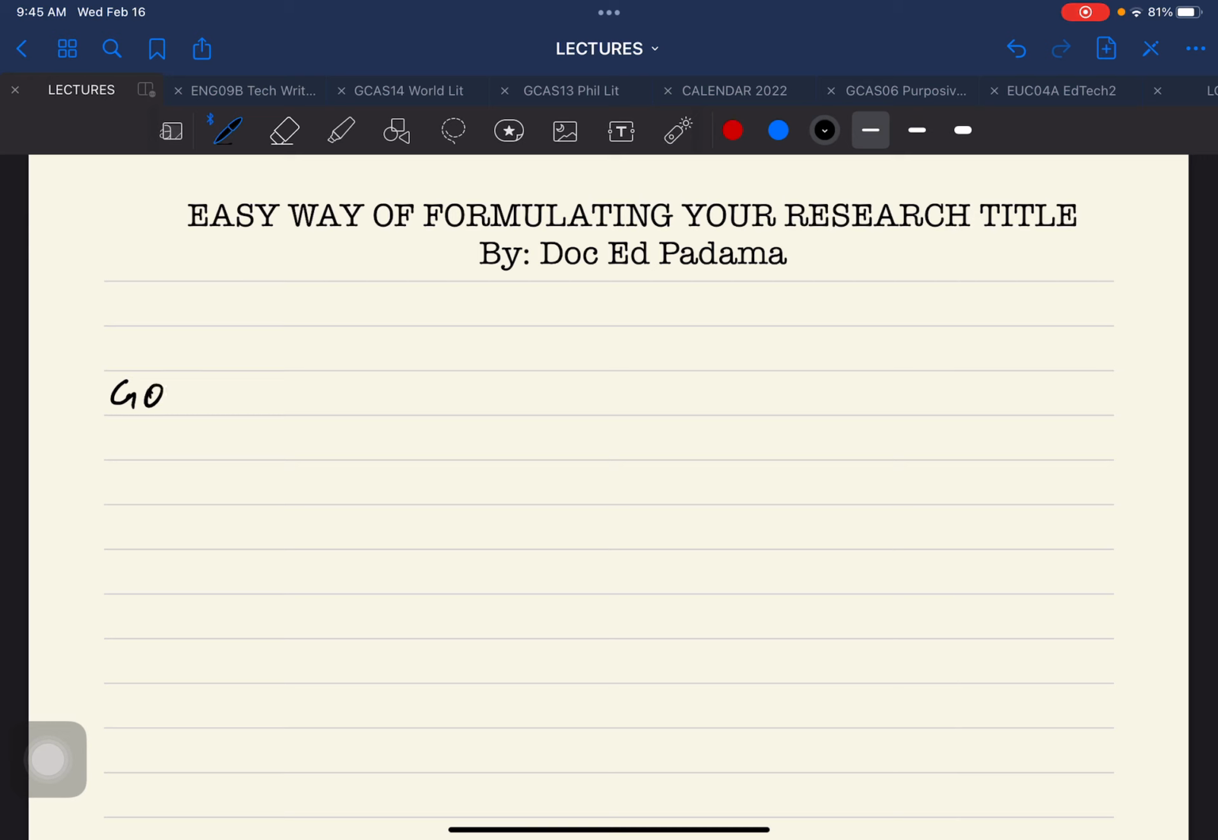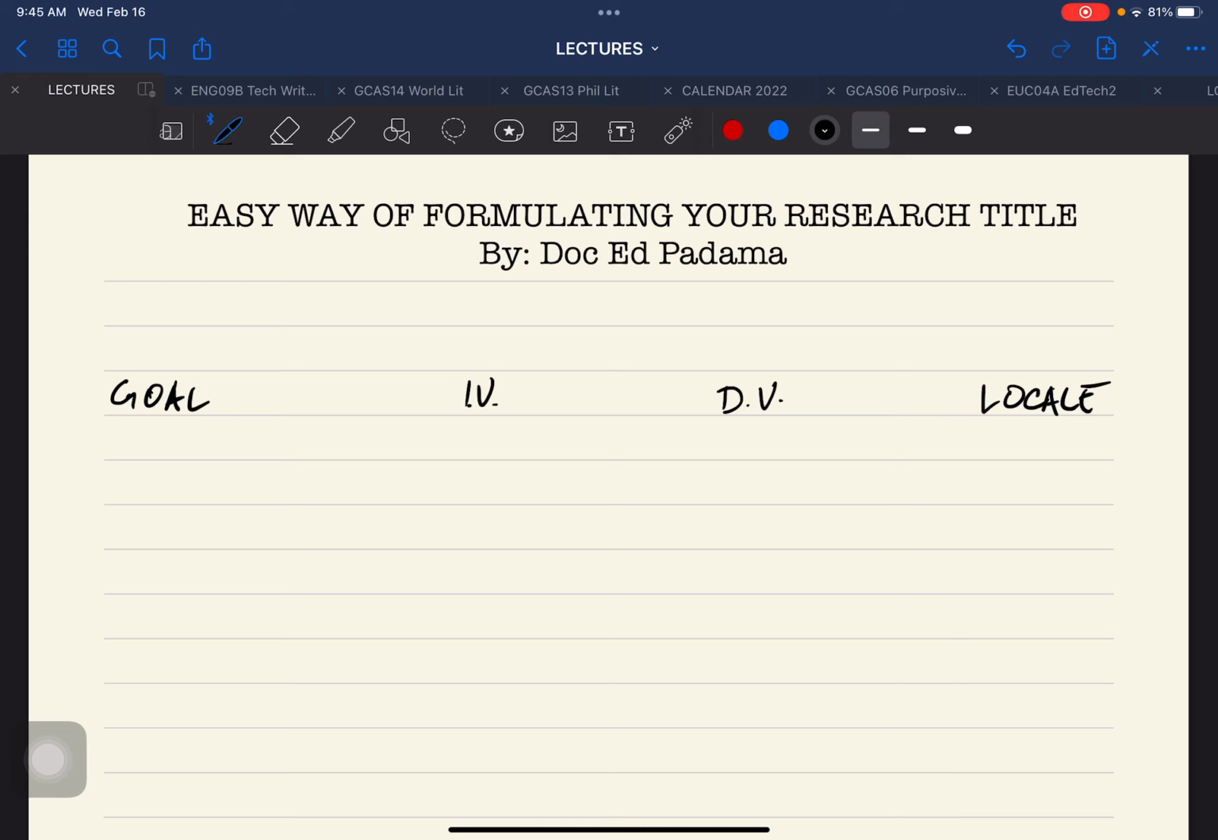The goal of your research. The other element is the independent variable. And the next one is the dependent variable. And then the last one would be the locale of the study.